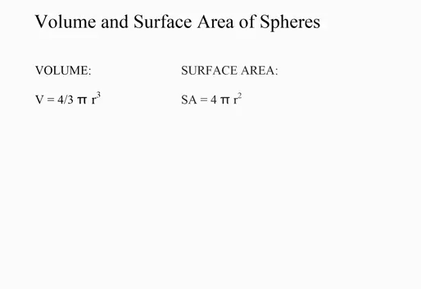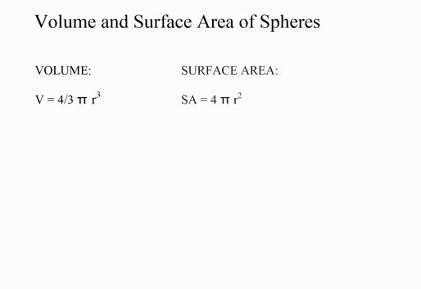One of the new shapes that you're going to learn in grade 7 is a sphere. And so a sphere, if you picture a basketball or a baseball, that's what a sphere is. And the formulas for a sphere for volume, a little bit different. It's 4/3 pi r cubed.